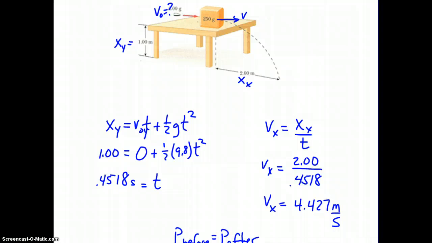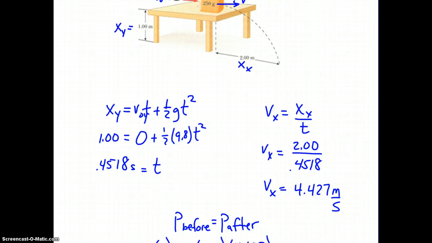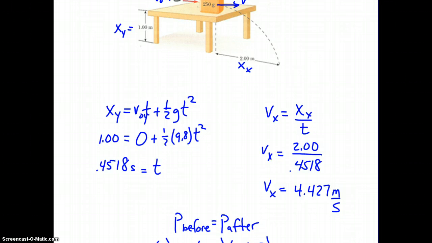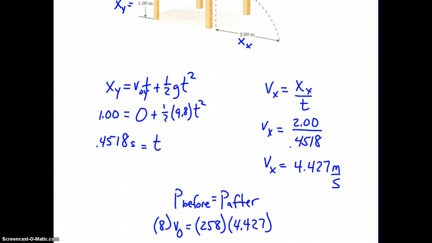Now we can use that to conserve momentum and find the initial velocity of the bullet. P before equals P after. What objects, if any, have momentum before the collision? That would be just the 8-gram bullet. So our initial momentum, our P before, is 8 times v0.